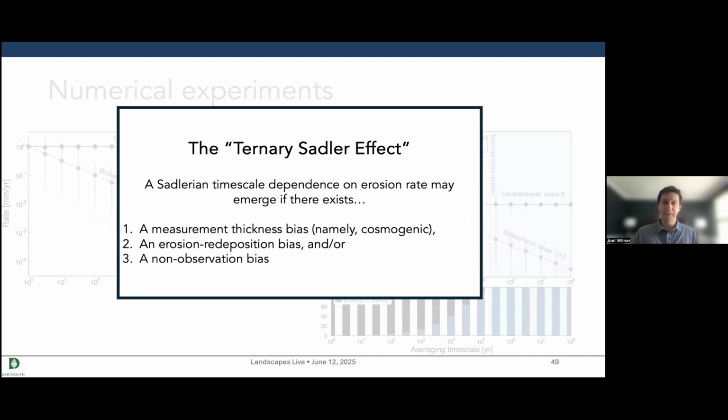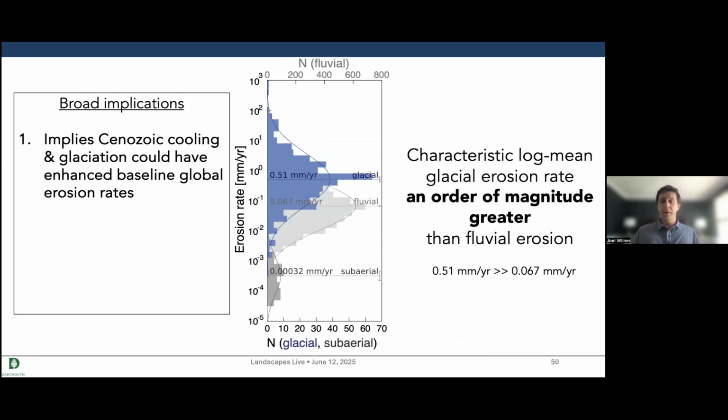So in summary, a Sadlerian timescale dependence on erosion rate may emerge if there exists at least one of a measurement thickness bias, so namely cosmogenic, an erosion redeposition bias, and/or a non-observation bias. So we've here contextualized the Sadler effect in a few different ways. So now that we have these variables that we've compared our erosion rates against and we've contextualized it by the Sadler effect, we can get into these broader implications.